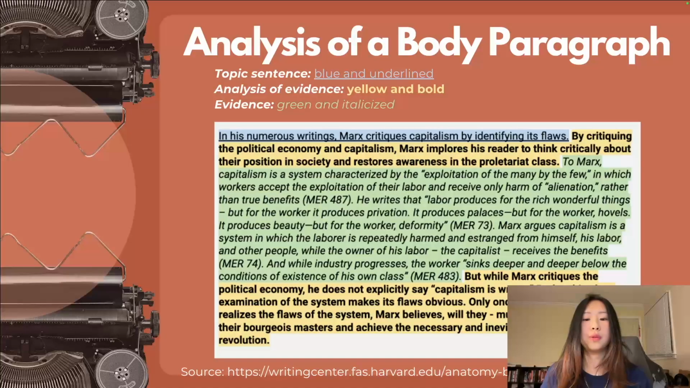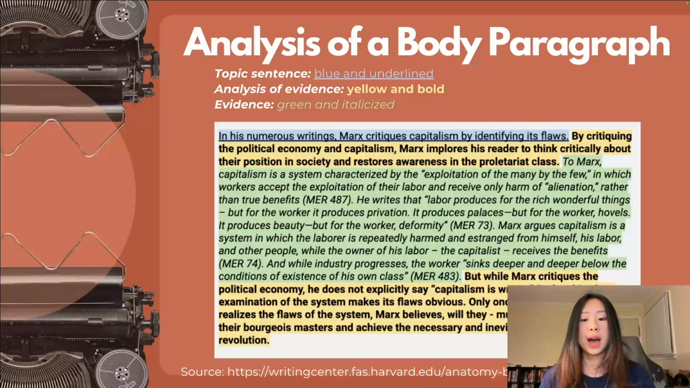And now let's walk through an analysis of a body paragraph together. At the top, you'll see the topic sentence, which is underlined and highlighted in blue. This sentence introduces, again, the main idea of the paragraph. Here we're arguing that Marx is critiquing capitalism by identifying its flaws, and this sentence sets up what the entire body paragraph is going to prove.